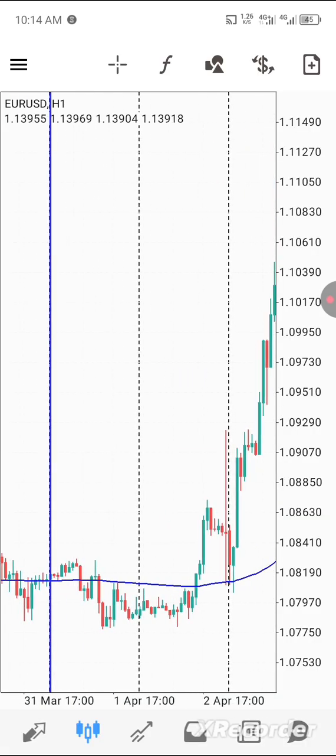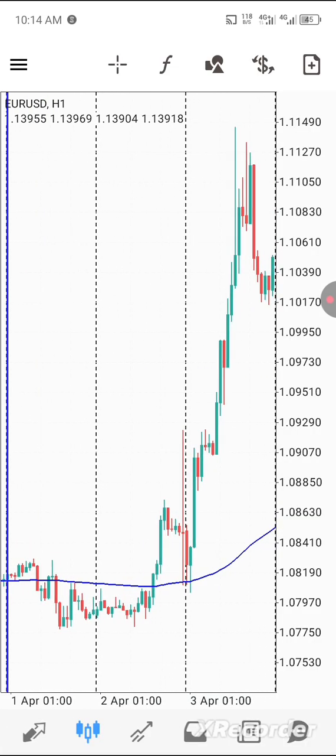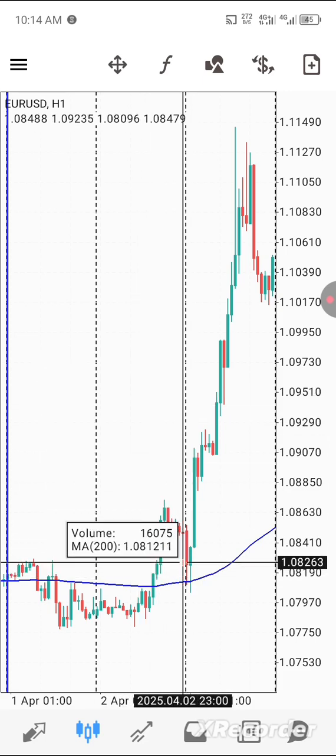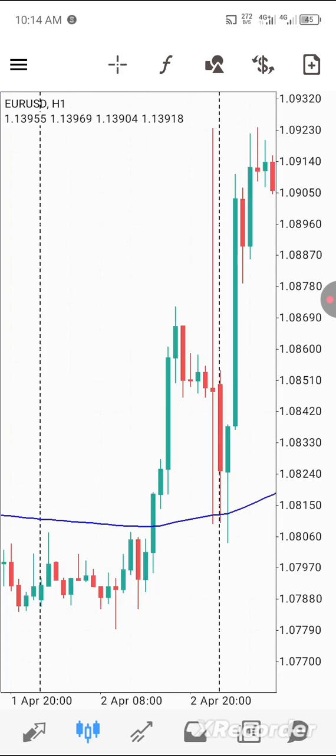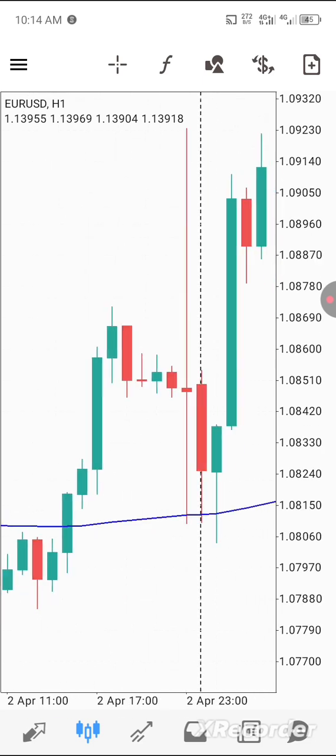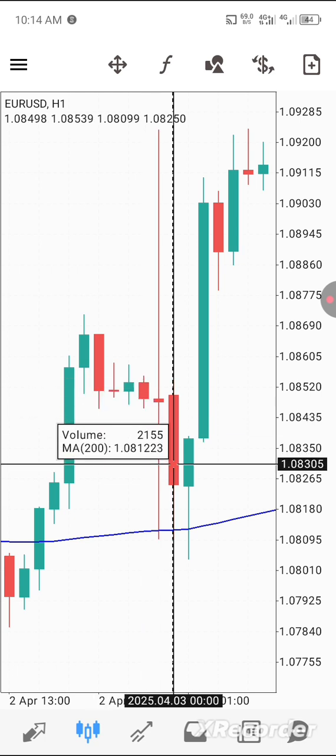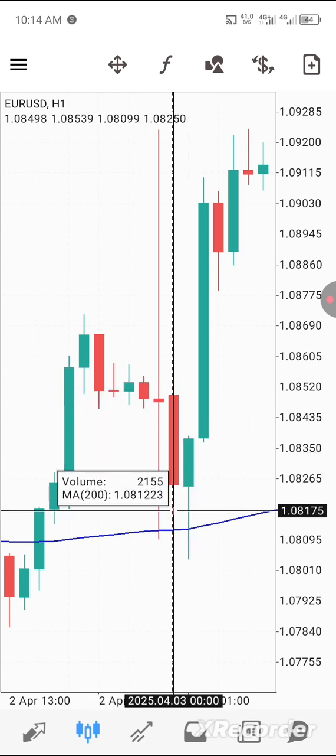Now here we are. You can see what happened here. Let's zoom in and take a deeper look. I'm going to explain what happened here so you understand before entering a market.